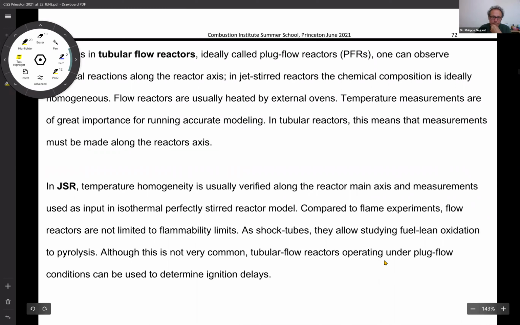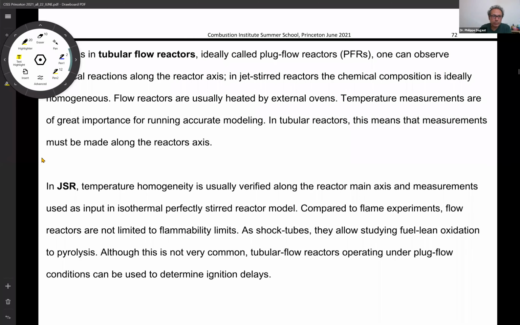Compared to flame experiments, flow reactors are not limited to flammability limits, which means that you can operate almost from 0 to infinity in terms of equivalence ratio, from the extremely lean conditions to pyrolysis. And this is similar to what we said before for shock tubes. Although this is not very common, tubular flow reactor operating under plug flow conditions can be used to obtain emission delays, and I will show you an example later.